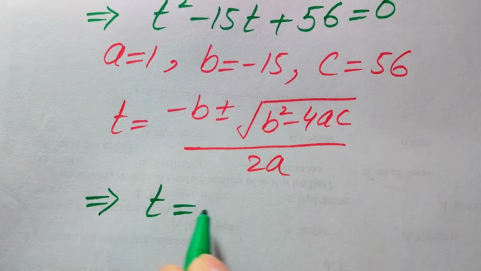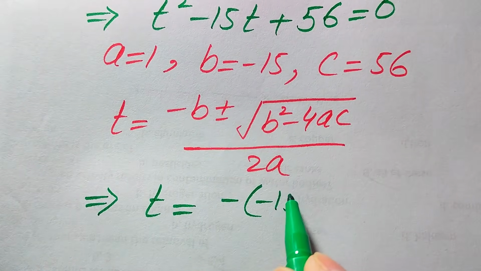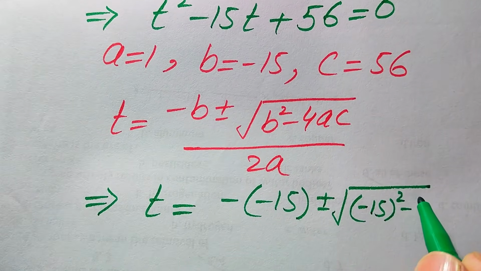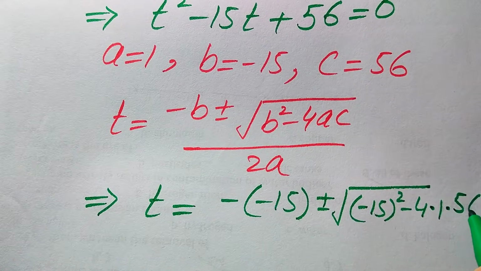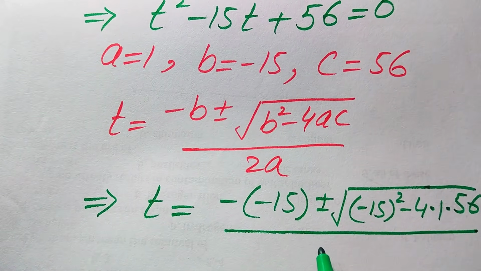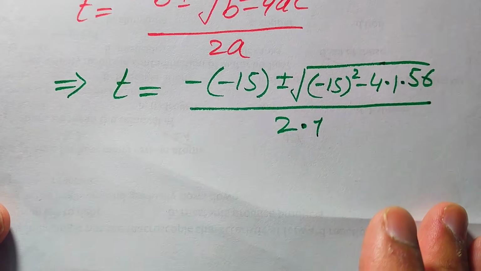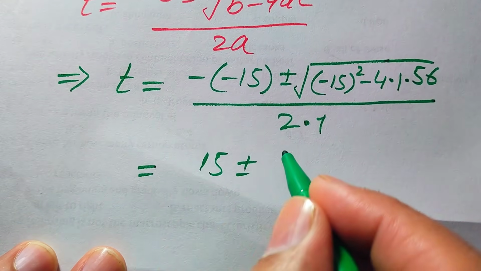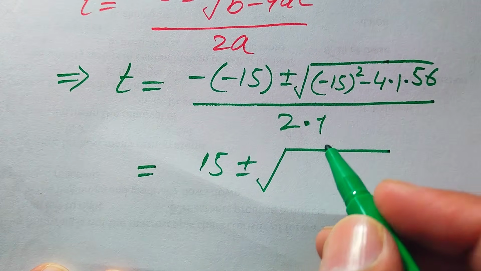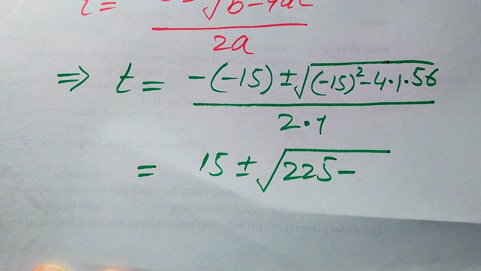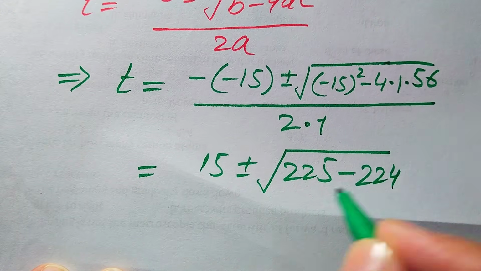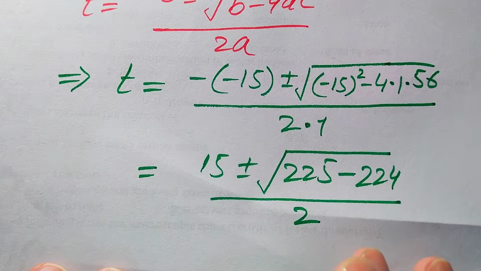Here we substitute all the values of a, b, and c in this formula, and it will be written as t equals minus b. The value of b is minus 15, plus minus square root of b square. B is minus 15 square minus 4 times a, which is 1, and c is 56, all under the square root, divided by 2 times a, and here our a is equal to 1. Further, minus times minus becomes plus 15 plus minus square root of, we know that minus 15 square becomes 225 minus, here we need to multiply 4 with 56, and we know that 4 times 56 becomes 224, and it is divided by 2 times 1 which is 2.